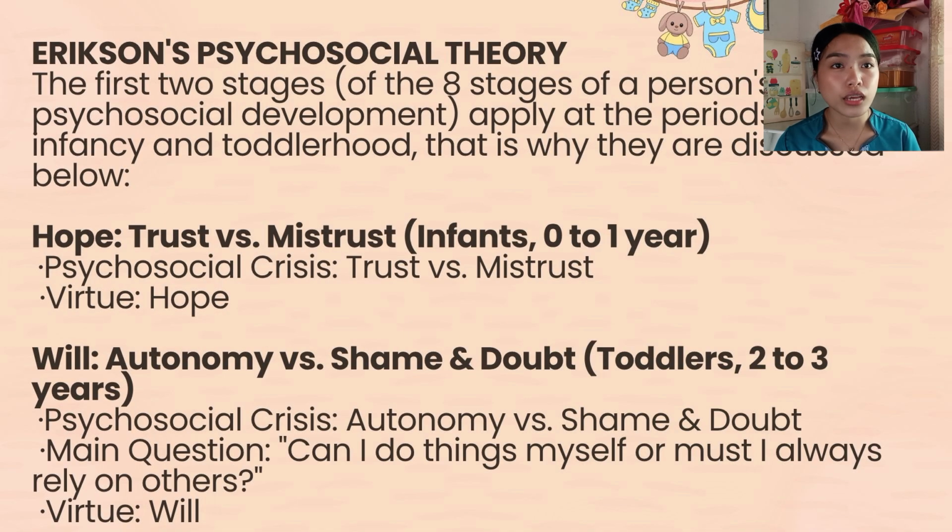So, we are now here in Erikson's psychosocial theory, the first two stages. Of the 8 stages of a person's psychosocial development, these apply at the periods of infancy and toddlerhood. That is why they are discussed below. So, we have here hope, trust versus mistrust, infants 0 to 1 year. Psychosocial crisis, trust versus mistrust, virtue, hope, and then autonomy versus shame and doubt. Psychosocial crisis, autonomy versus shame and doubt. Main question: can I do things myself or must I always rely on others? And the virtue is will.